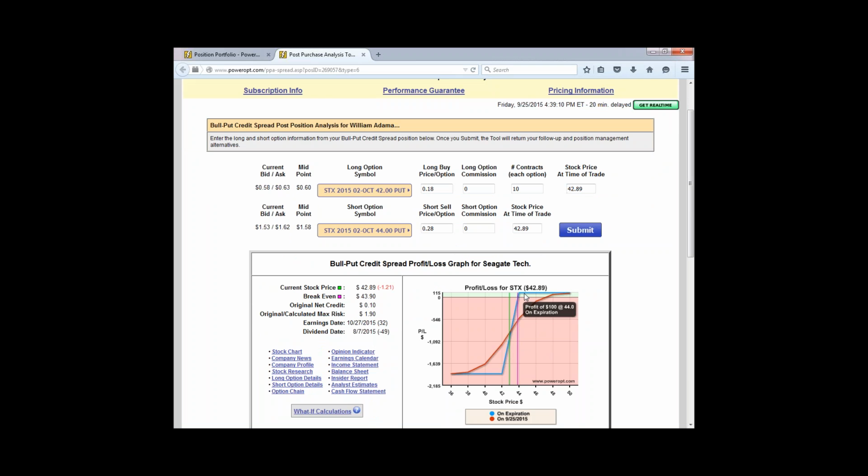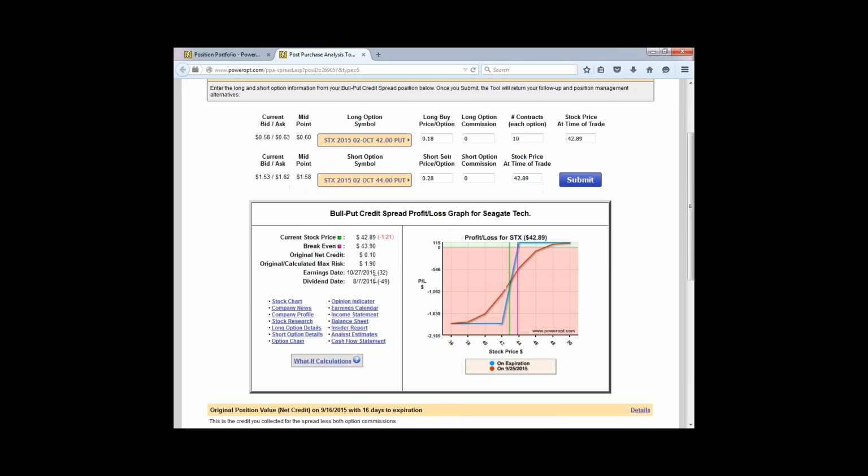Remember, this is a very large risk-reward profile. Much higher risk to reward because we went for that 95.5% probability and only took in a 10-cent premium. Break even was 43.90. We're about $1 below that, and we're almost within striking distance of our long put range to receive the maximum loss in the position.